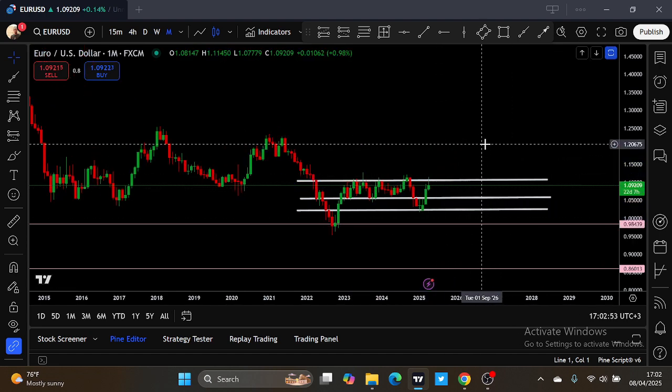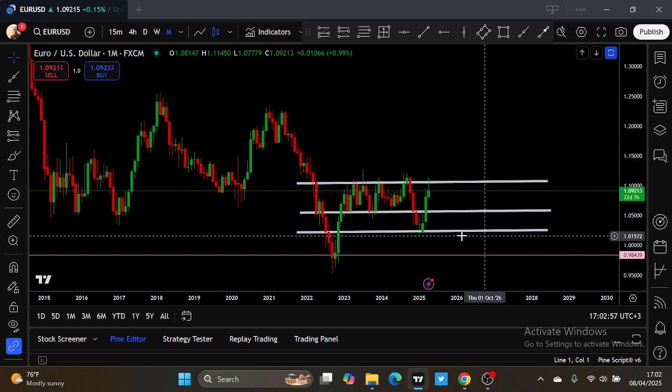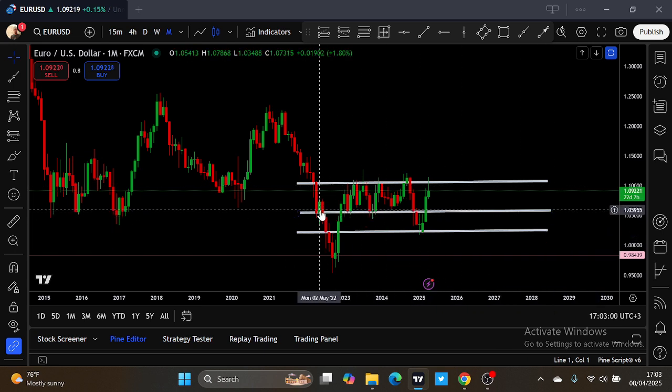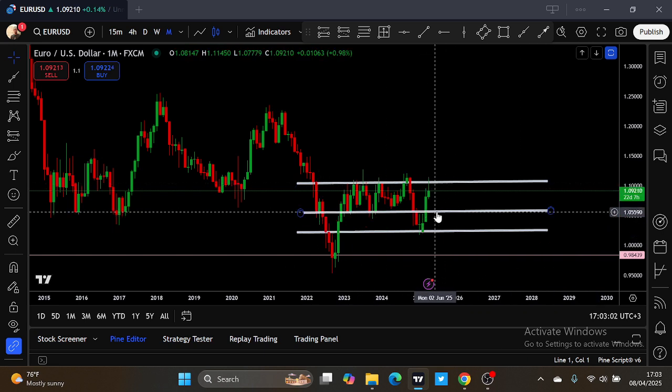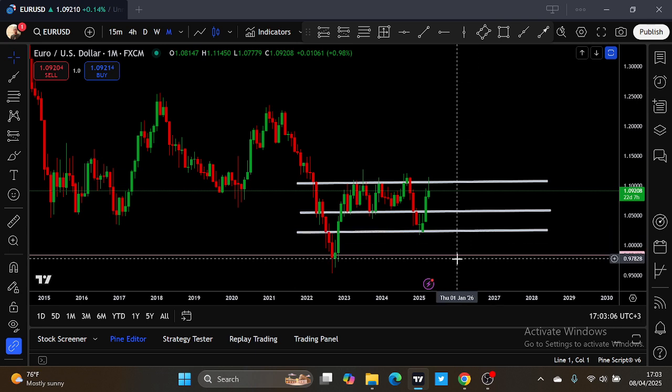And if you're going for a long-term sell, where is going to be our immediate target? Our immediate target is going to be here at this support level. From here, we shall come here. If we break here, we come here. If we break here, we come here.